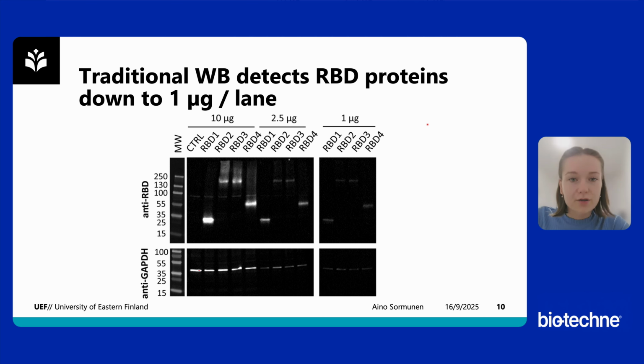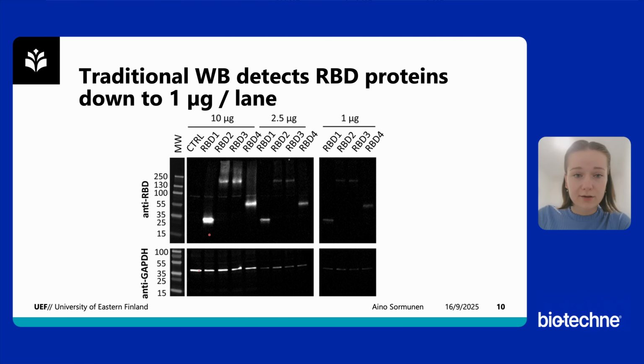One thing to note here is that the RBD2 and RBD3 bands seemed fainter compared to the RBD1 and RBD4, and this could be because they were larger and they didn't run optimally. And you can actually see that there is some smearing above the bands there. The smearing is not, however, visible in the 2.5 and 1 microgram lanes, even though the decrease in brightness is still there.